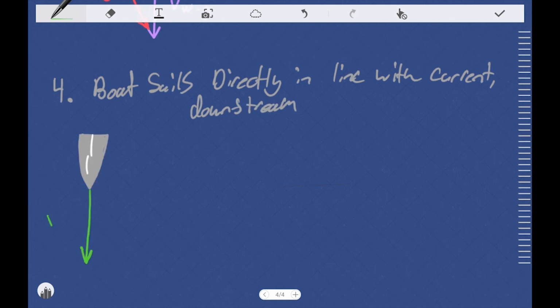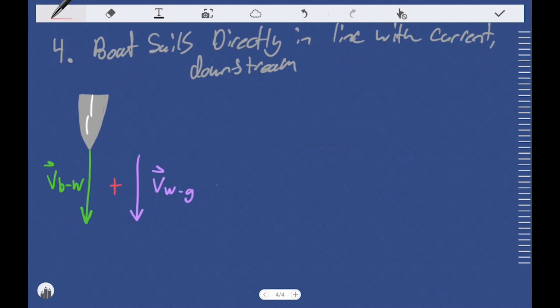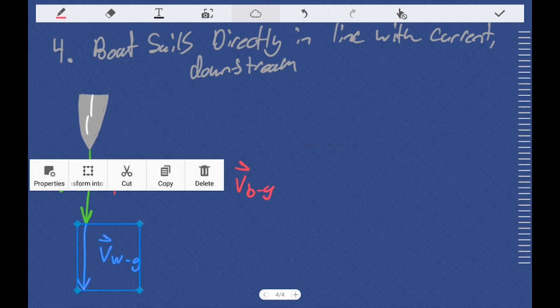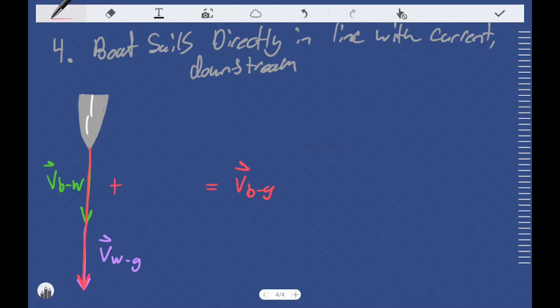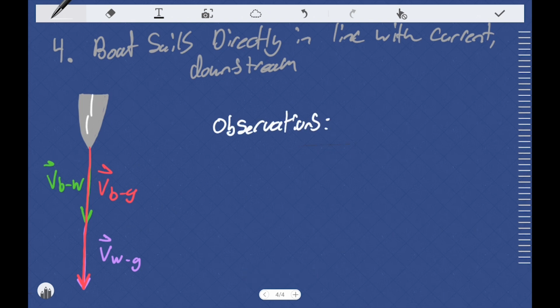We'll take our green VBW vector and add it again to our purple VWG vector. We're going to draw our red vector from the tail of the green vector to the tip of the purple vector. And now we can see that we have a vector that represents the boat's velocity with respect to the ground. We'll make the same observations about this.